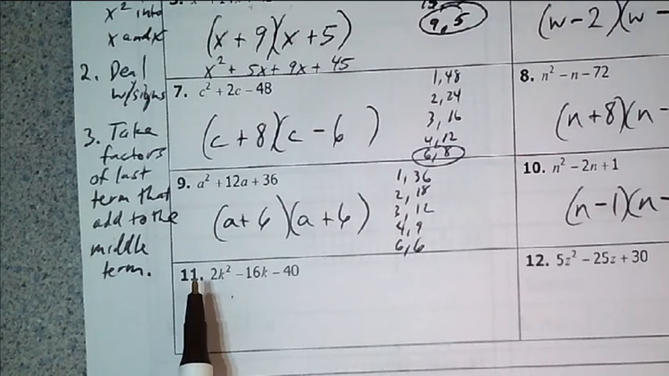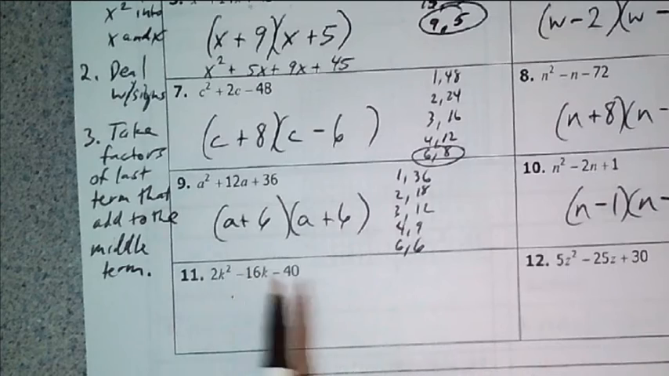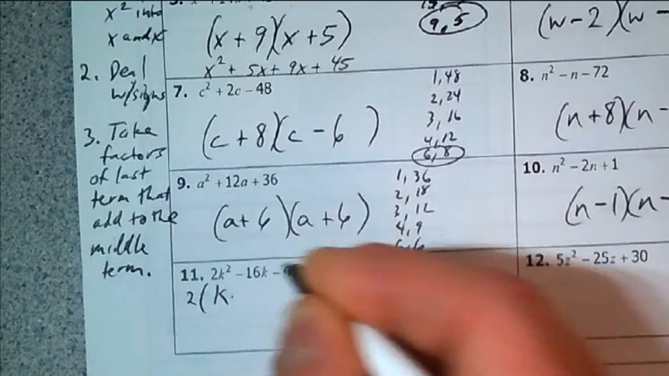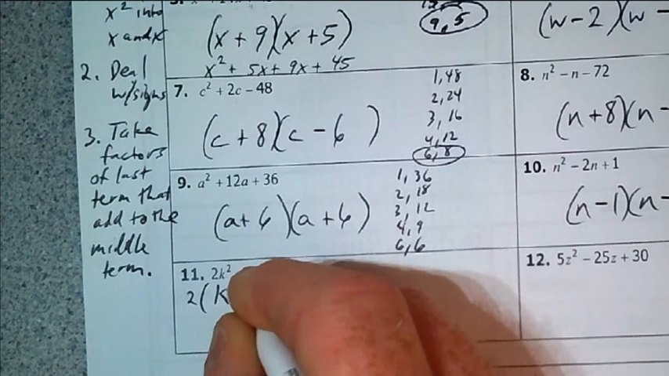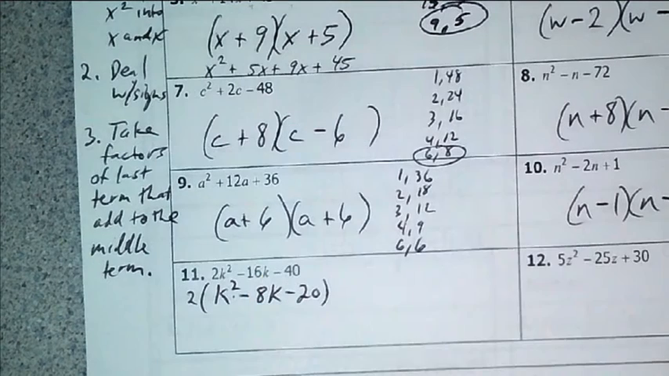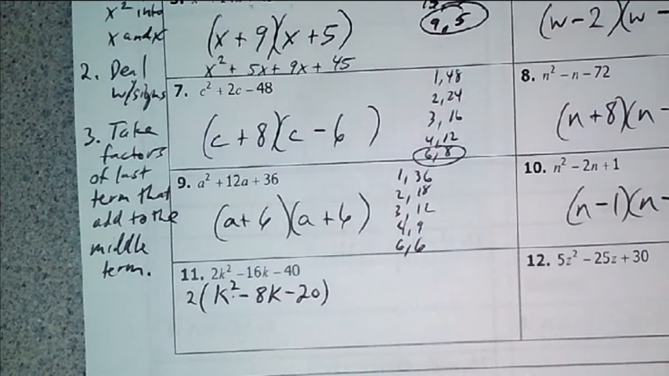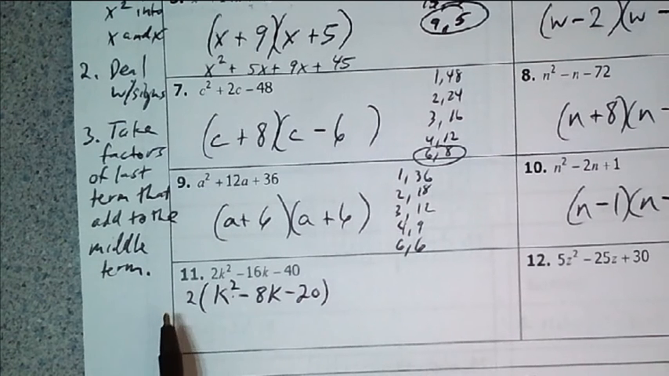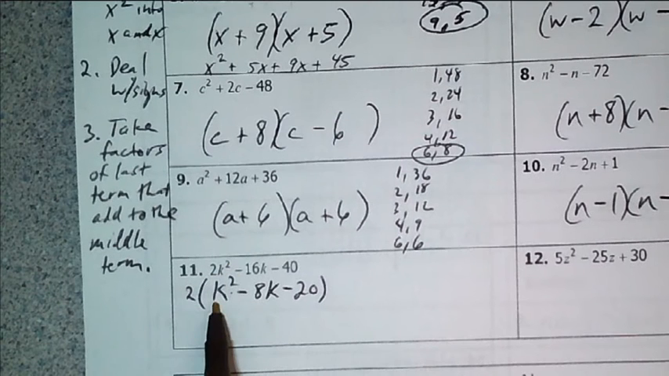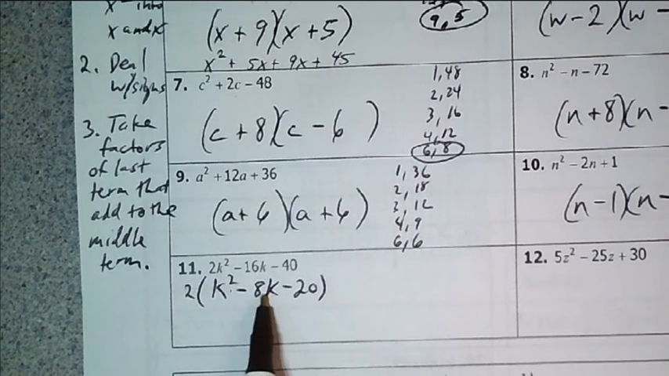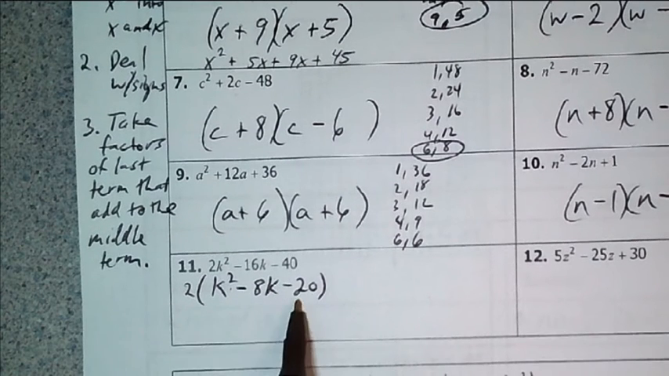So what is the GCF of 2, 16, and 40? 2. So 2 gets factored out, and what's left? K squared minus 8K minus 20. You can't just forget about what's left over. That's the main part. The part that's left over is what you get when you divide out the 2. So 2K squared divided by 2 is 2K. Negative 16K divided by 2 is negative 8K. Negative 40 divided by 2 is negative 20. That all makes sense. Okay?